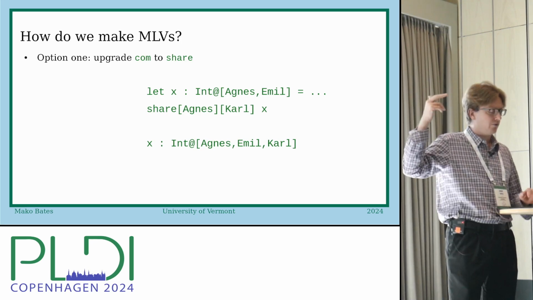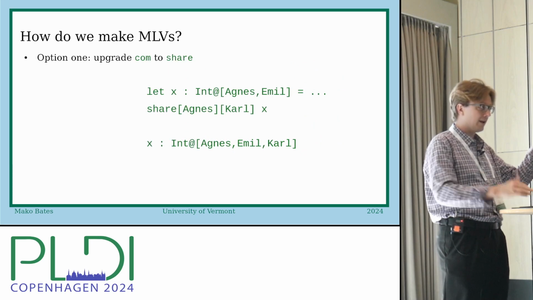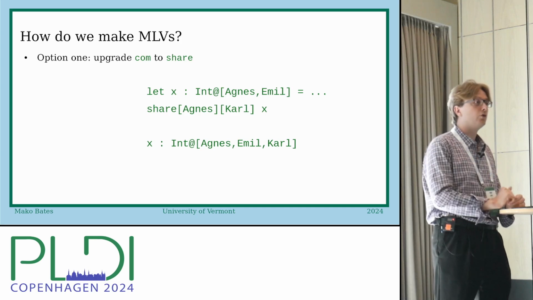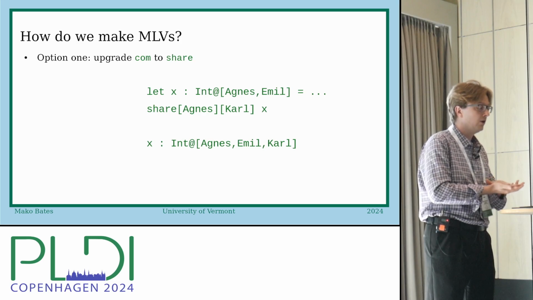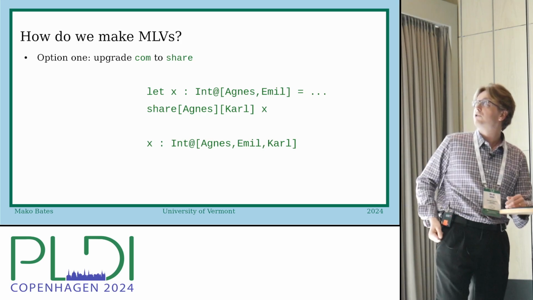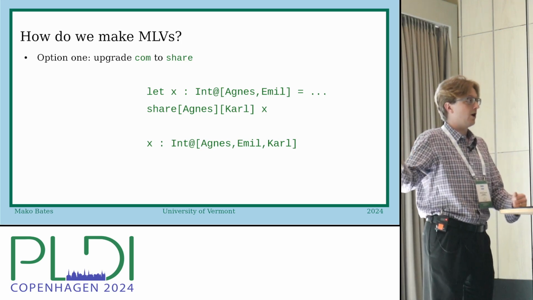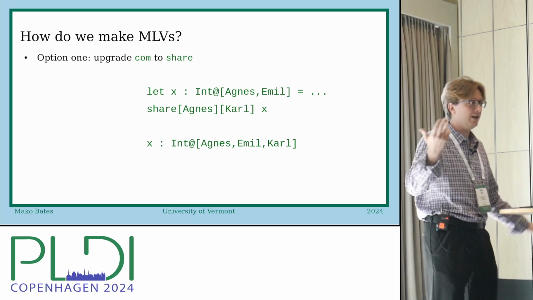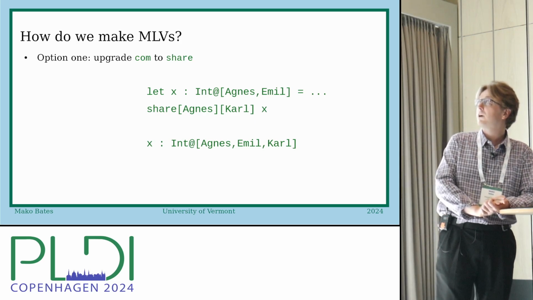So that's how you interpret and represent multiply located values, but then how do they actually arise in computation? So one option is to replace your communication operator with a sharing operator. So x is an integer known to Agnes and Emil. Agnes shares x with Carl. Now x is an integer known to Agnes and Emil and Carl. Our earlier cryptography-focused stuff worked this way.